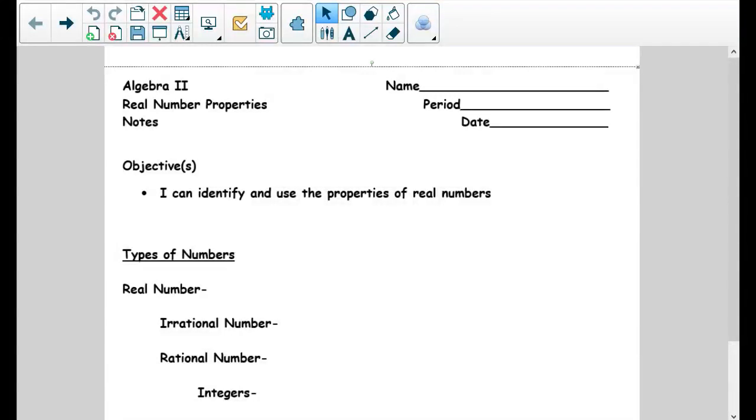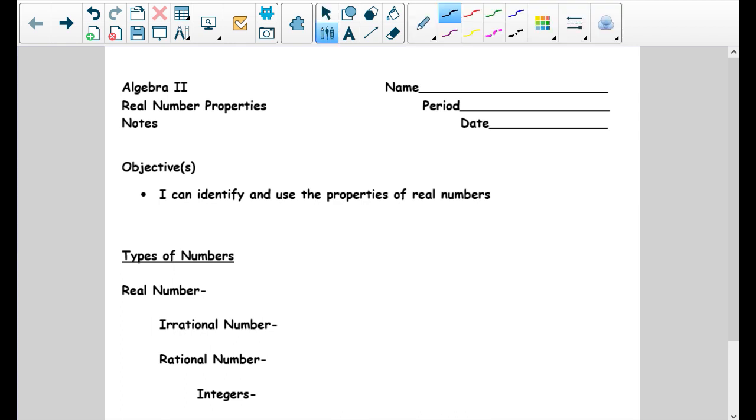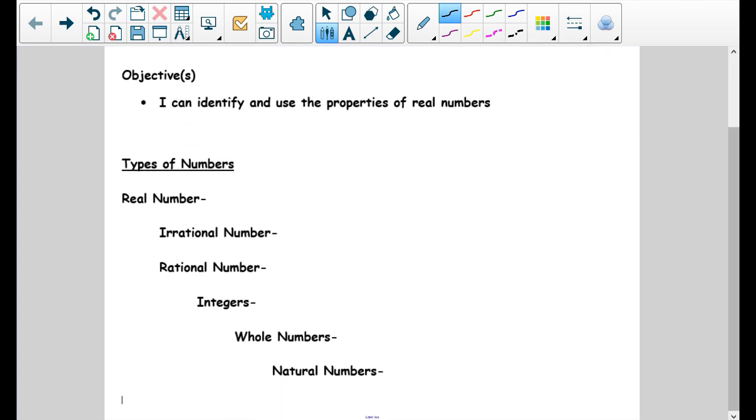So, new real number properties. We're looking at identifying and using the properties of real numbers. We talked about these a little bit already, so hopefully this is a review. Let's work from the bottom up.